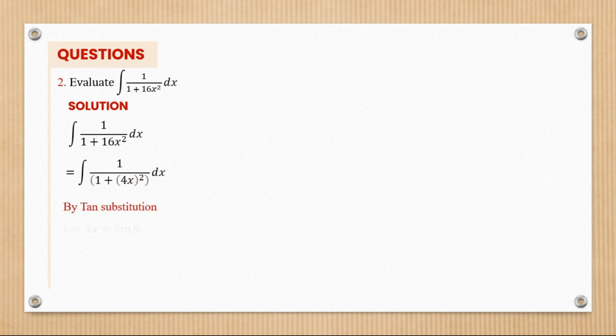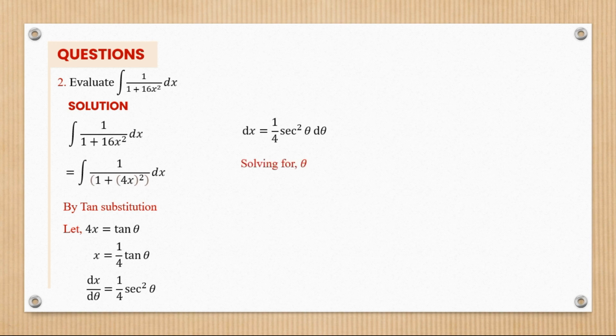By tan substitution, we can let 4x be equal to tan theta. This is already okay because we already have a 1 right here, so this can be used directly. If we make x the subject, x is equal to a quarter tan theta. If we differentiate that, we have dx d theta being equal to a quarter sec squared theta. Then dx is equal to a quarter sec squared theta d theta. Now if we solve for theta, theta is equal to tan inverse of 4x.